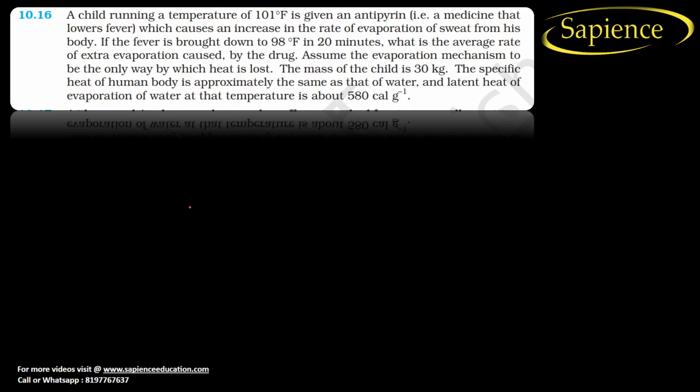So today I am going to discuss question number 10.16 from the thermal properties of matter. So let us discuss this question. Before that, we need to understand what they are asking.